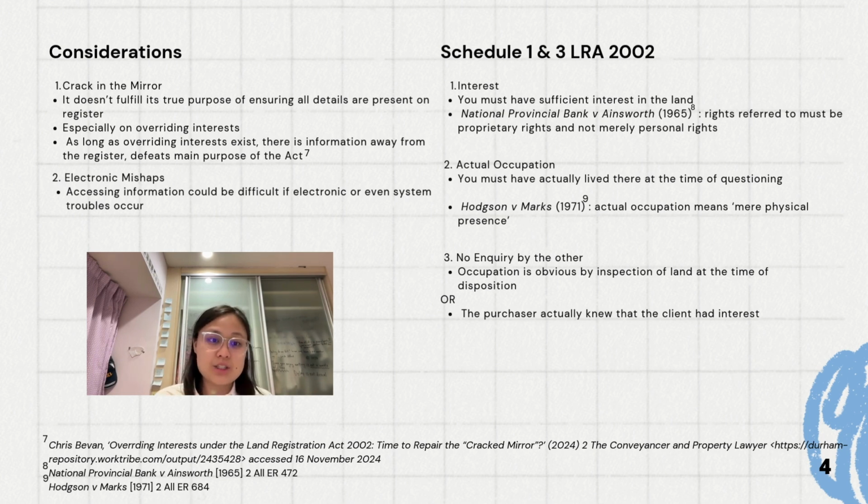So because of this, it actually defeats a major purpose of the act. Another is electronic mishaps. Accidents happen, so accessing information can be difficult if electronic or even system troubles occur. Because of this, it would be difficult to access necessary data at given times.